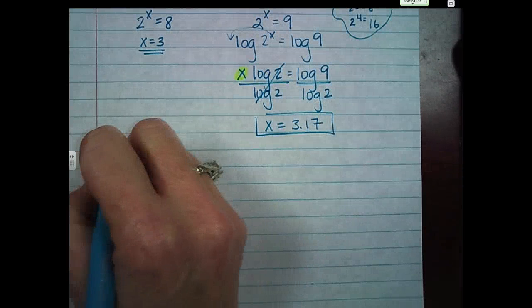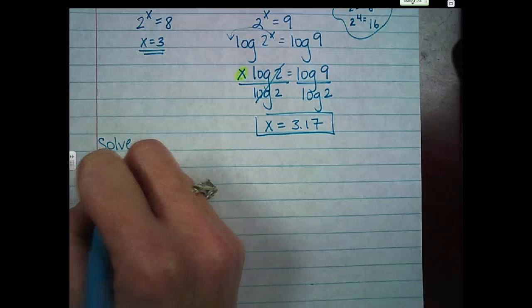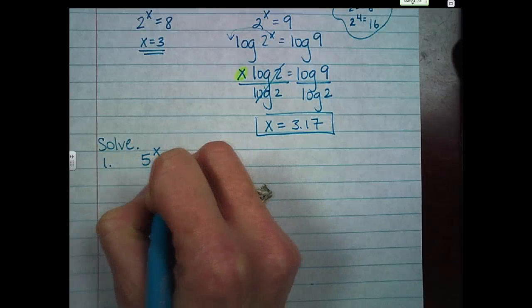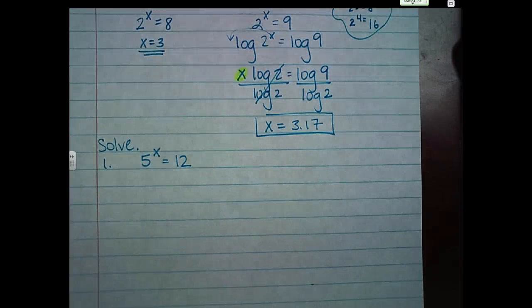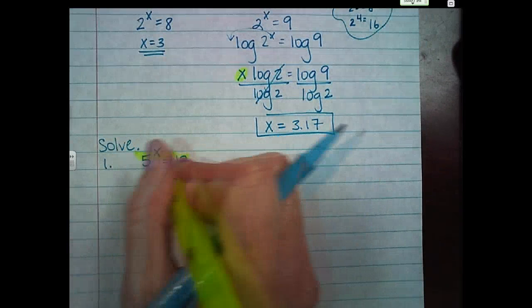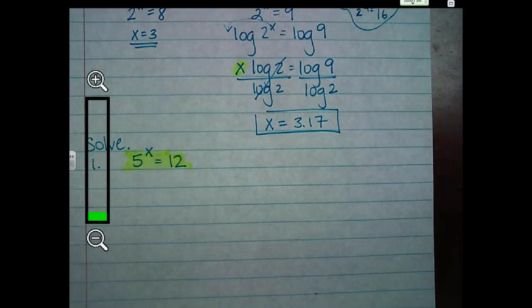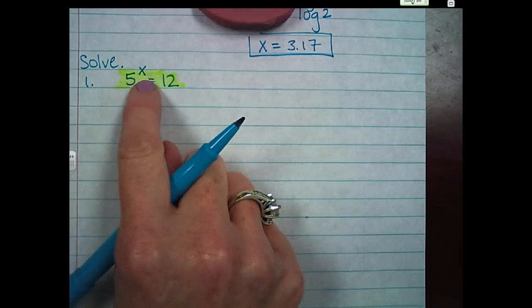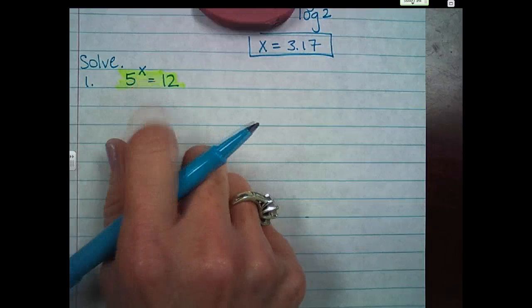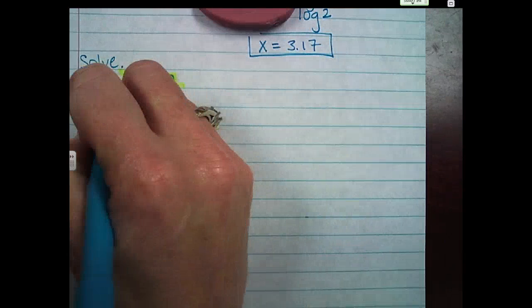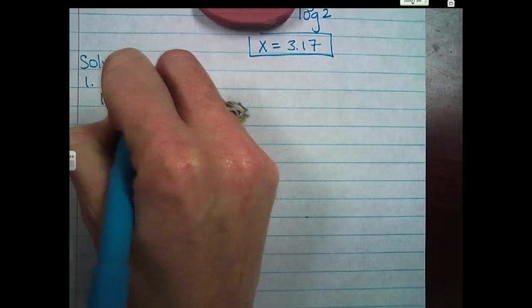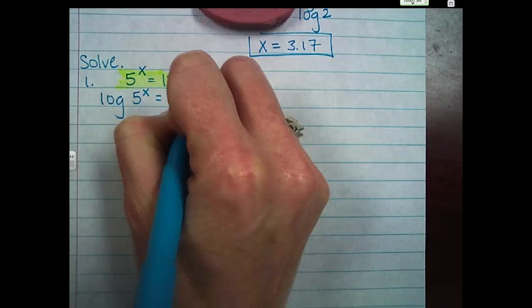So the directions are just going to be to solve. So for number 1, you have 5 to the x power equals 12. Once again, you're solving for an exponent. So to solve for that exponent, what can I do to both sides that is going to force that x down onto the base instead of up as an exponent? What can I do to both sides? You can actually what? Log both sides. So you're going to log this side and then write log on the other side.